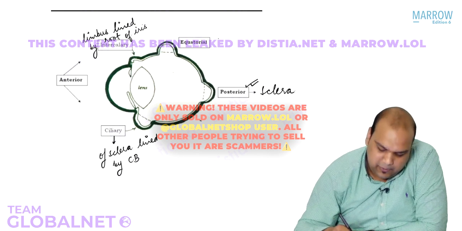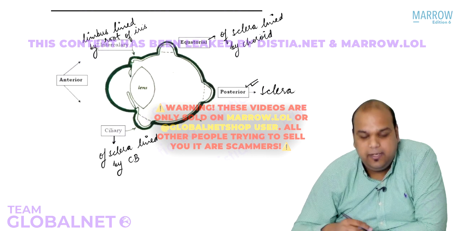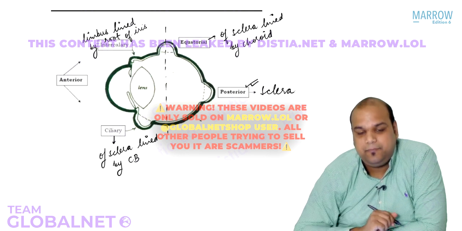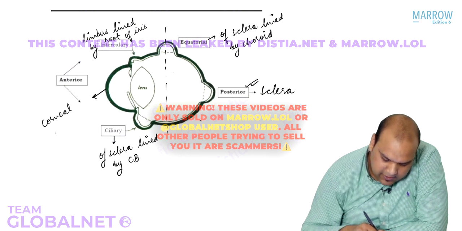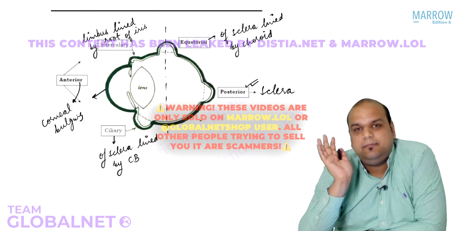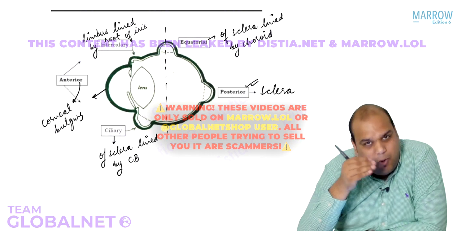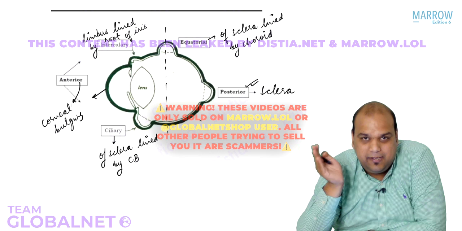Equatorial is again bulging of sclera lined by choroid. It is called equatorial because it is occurring at almost the center part of the eye. But if bulging occurs in the cornea, everybody, corneal bulging, then I will call it anterior staphyloma. Am I clear to everybody here?